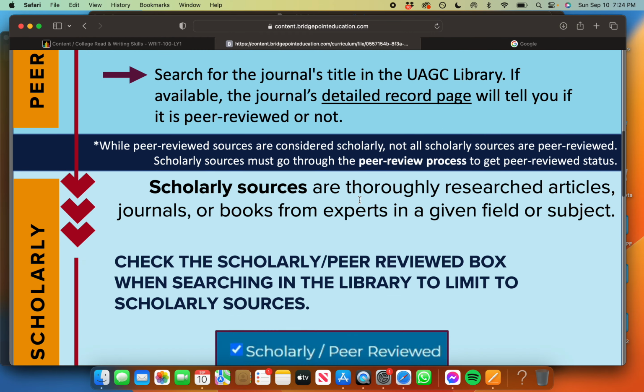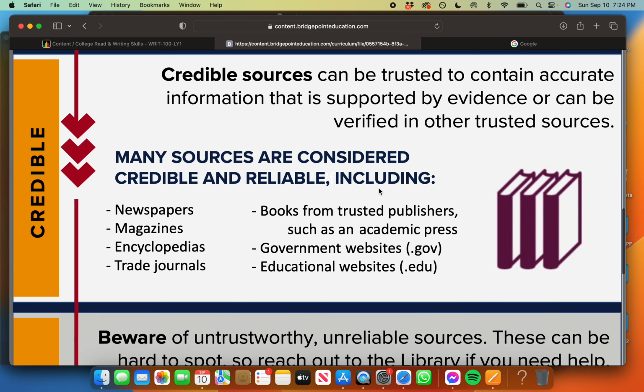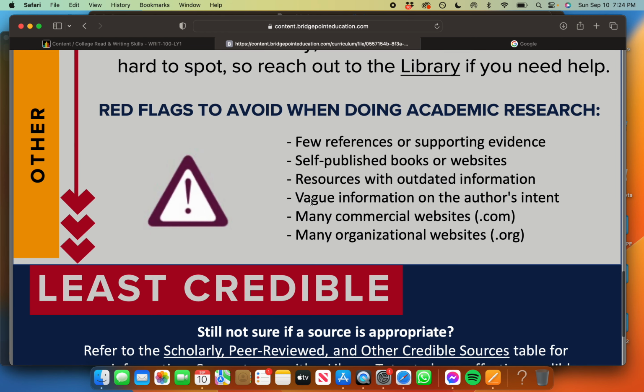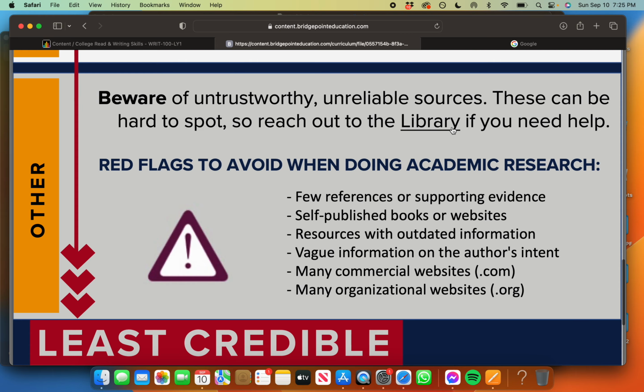Now, peer-reviewed and scholarly are going to be your most credible, but they're not always available for everything, okay? Other credible sources are listed here, and just other. These are potentially untrustworthy and unreliable. So you want to watch out for those.